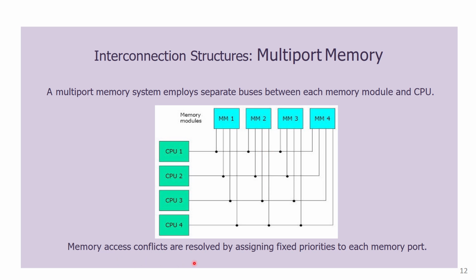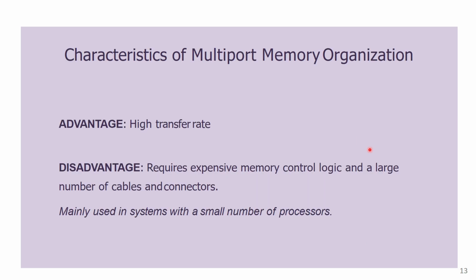The memory access conflicts are resolved by assigning fixed priorities. So all the ports have their own priorities, and these priorities will dictate what kind of message is being passed and between whom it is being passed, because in this we have different wires connecting each other. The advantage is that a high transfer rate is there, but the disadvantage is that we need expensive memory control logic, a large number of cables and connectors are used, and it is also used with a small number of processors. So this system is usable when you have a small number of processors.